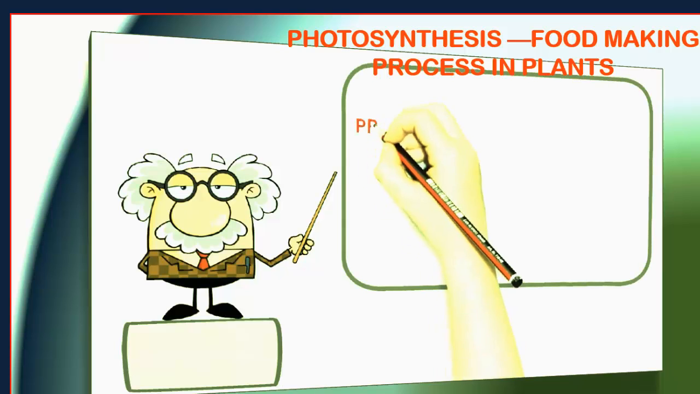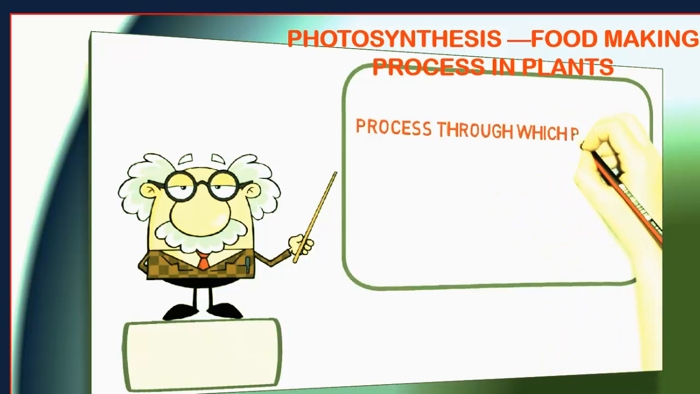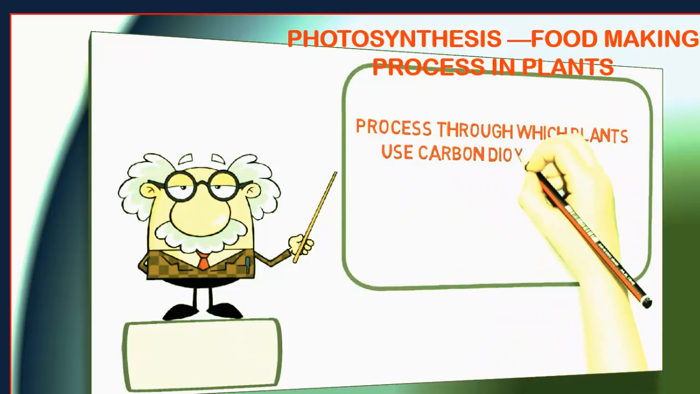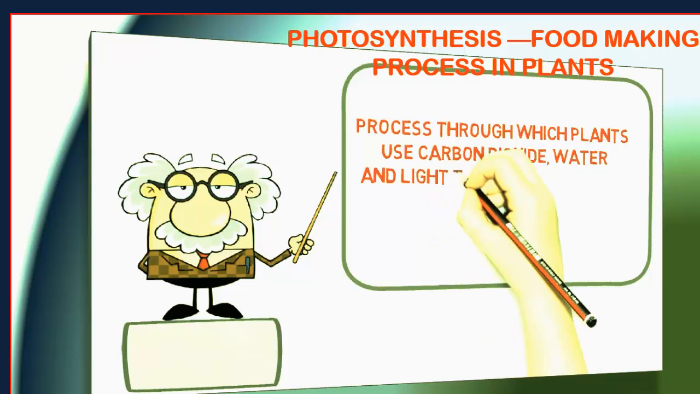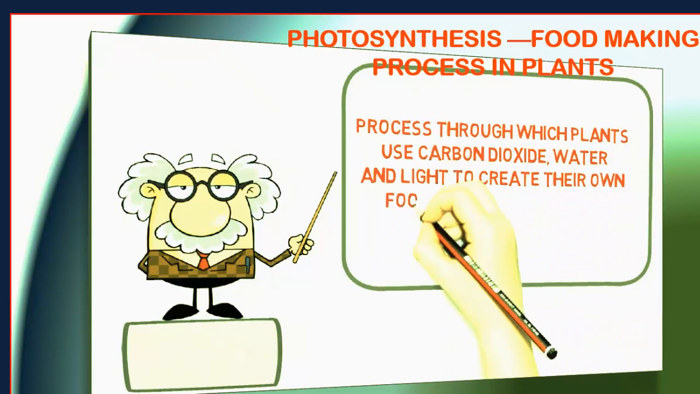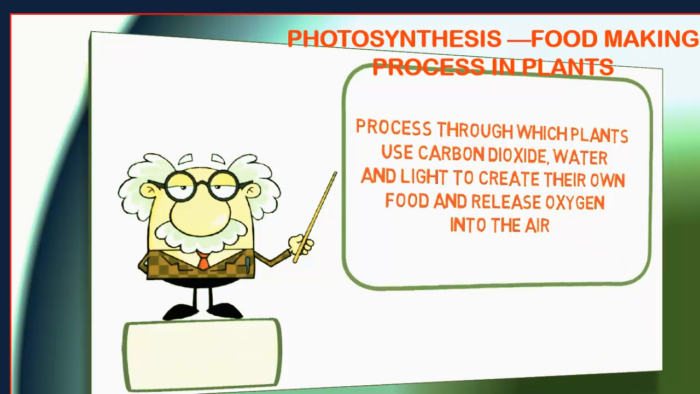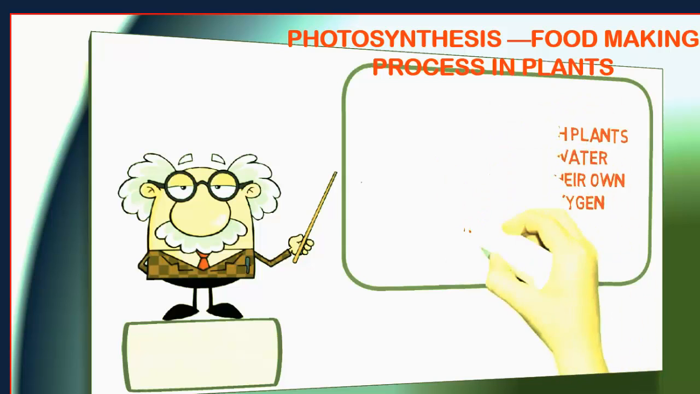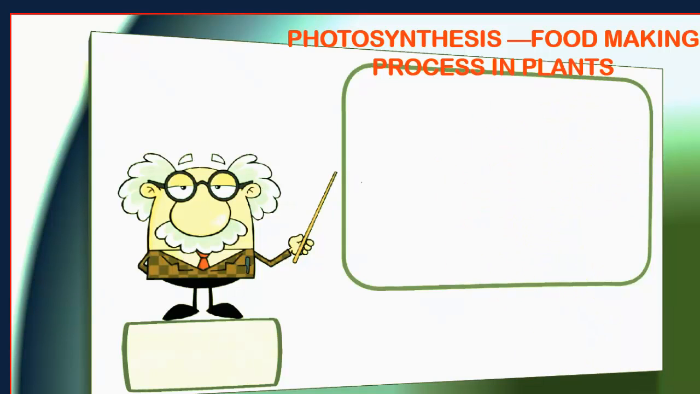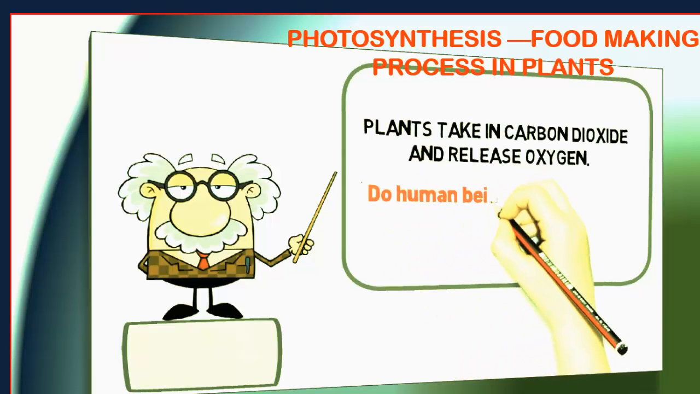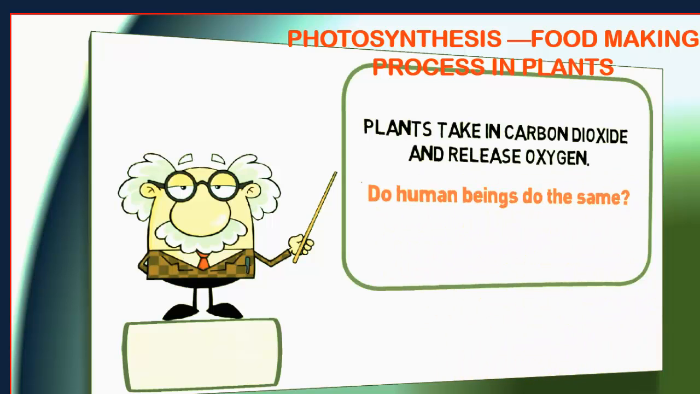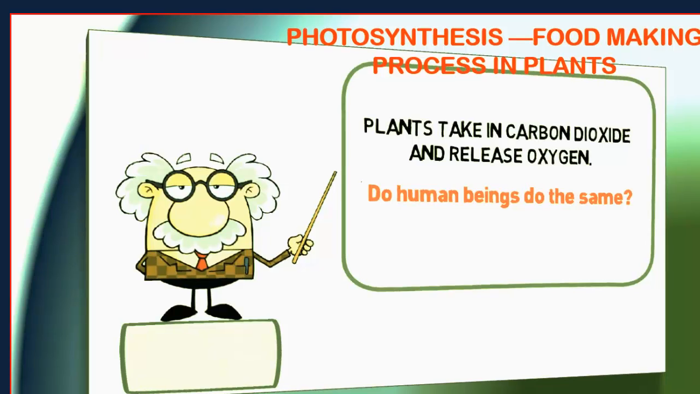If you've understood things so far, then the definition of photosynthesis should be easy. Here it is. Photosynthesis is the process through which plants use water, light, and carbon dioxide to create their food and release oxygen into the air. Now here is a question for you. Plants take in carbon dioxide and release oxygen. Do humans and animals?